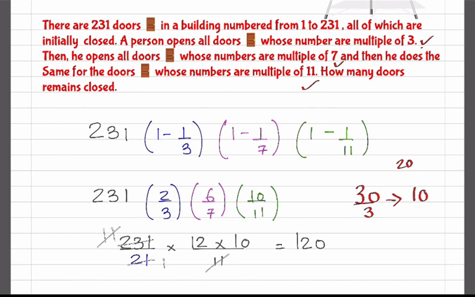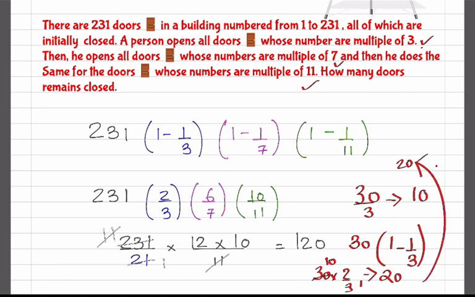Or else I could have done it in this way. In 30, I want all the numbers which are not the multiple of 3. So I'll write 30 into 1 minus 1 by 3, which is nothing but 30 into 2 by 3, which is nothing but 3 tens, 10 into 2, which is 20, the same answer which we got. Right? So if I want to know till the number 30, how many numbers are there which are not the multiple of 3, I'll write it in this way.